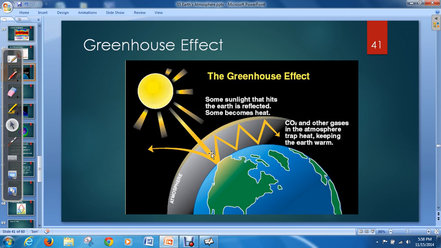Okay, and so again, as it's just bouncing through, it is reflected and absorbed, and that energy is trapped in as heat. Okay, and CO2 and other gases in the atmosphere is what's trapping in that heat. Okay, they act as this glass pane, you could think of it. Okay, this ability to trap in the heat. Okay, so we're glad we have this atmosphere again, so that we can trap in this heat.